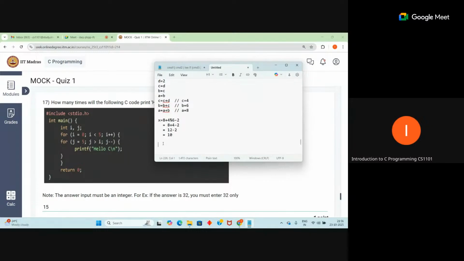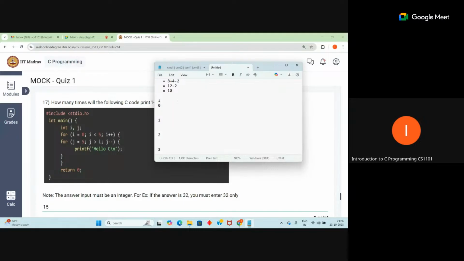I will quickly write what the possible values for I are. First it will be 0, next 1, next 2, next 3, next 4, next 5. When it becomes 5, it will stop. So it will execute 5 times: 0, 1, 2, 3, 4. These are the possible values for I.